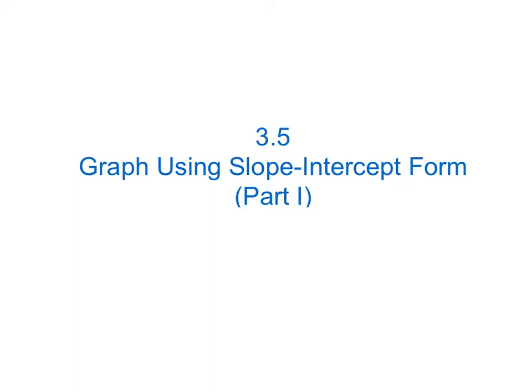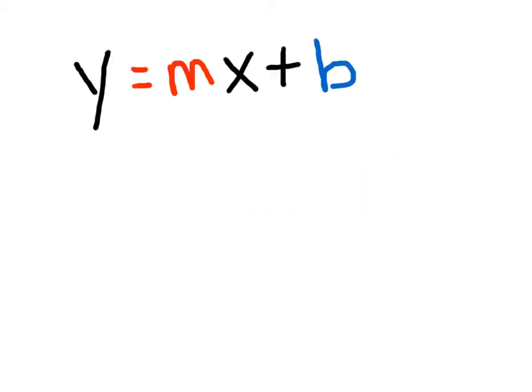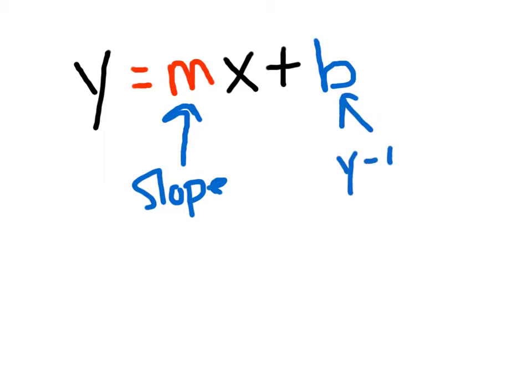Okay, next we're going to look at Chapter 3, Section 5, which is graphing an equation using slope-intercept form. Slope-intercept form is represented by the equation y equals mx plus b, where the m right there represents the slope, and this b, including the sign, represents the y-intercept where it crosses the y-axis.